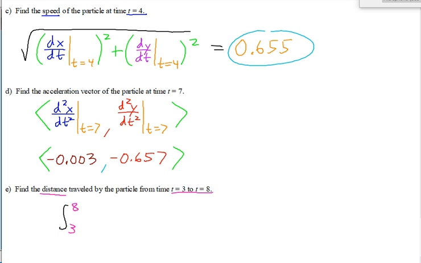And we integrate speed. The difference is the speed here was at a specific time 4. Here we don't plug in a specific time because we want to be able to use all the times from 3 to 8. So we just leave it without plugging anything in, as dx dt squared, which you can write in what it is, or just leave it like this, plus dy dt squared.